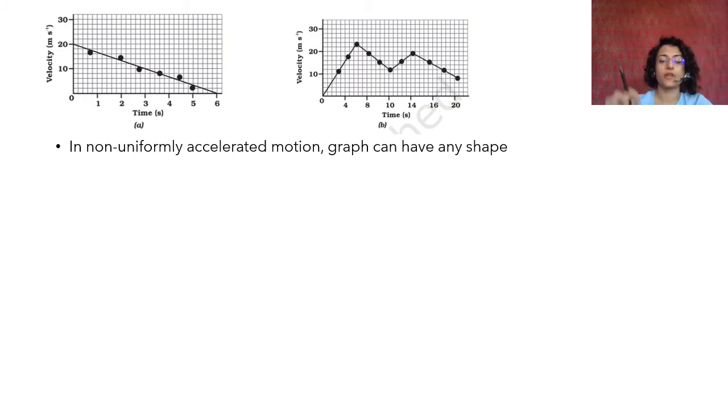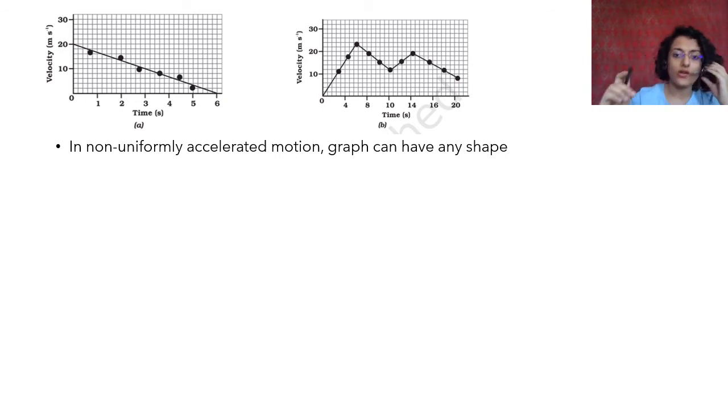Now another thing is non-uniformly accelerated motion. We saw uniform motion where there was no change in velocity. We saw uniformly accelerated motion where the change in velocity was constant with respect to time, changing equally in equal intervals of time. In this case, it is non-uniformly accelerated, which means that the velocity is not changing equally in equal intervals of time. In this case, the graph could be of any shape.